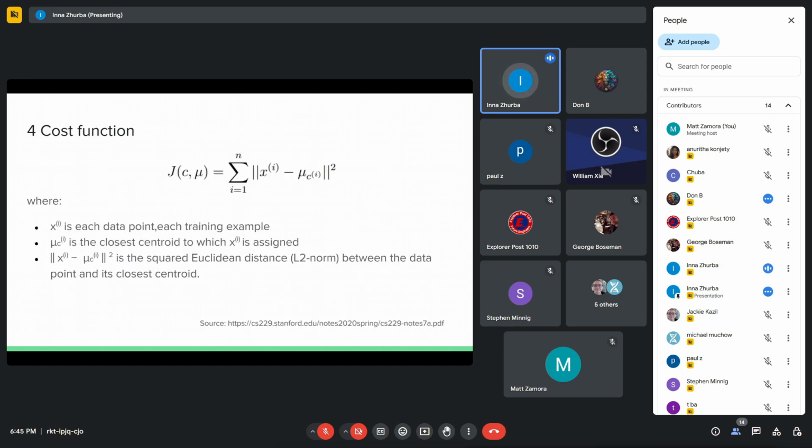This is the cost function that we use to evaluate the best solution, and we sum all the squared distances between the points and their assigned centroids. So we deduct m from x, which gives a squared Euclidean distance between the point and its centroid. And then we sum that, and the solution with the lowest cost wins.